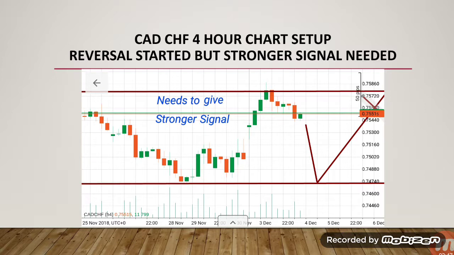Now, taking a look at what is on the 4-hour chart so far, you can see here that the U-turn has actually started, indicating the possible start of a downtrend. But the bearish signals that have been given so far have been weak. So there is nothing convincing that would justify opening up a short position to take advantage of this expected downtrend. So we would have to wait until the market provides us with a stronger signal to justify the trade, to justify opening up a short position.